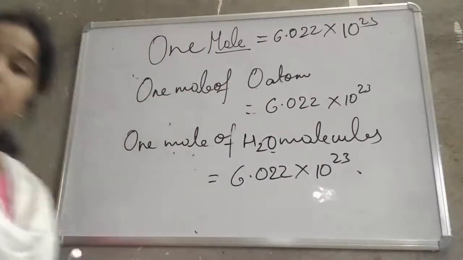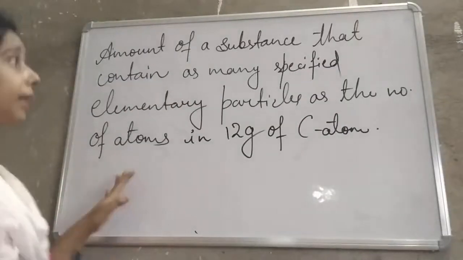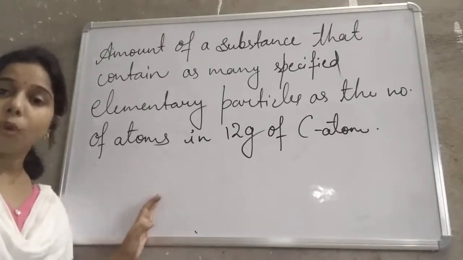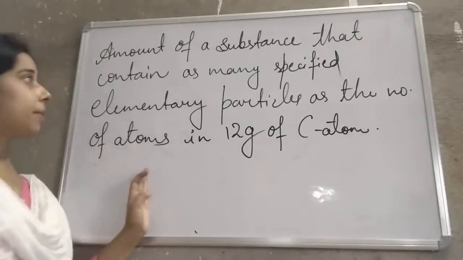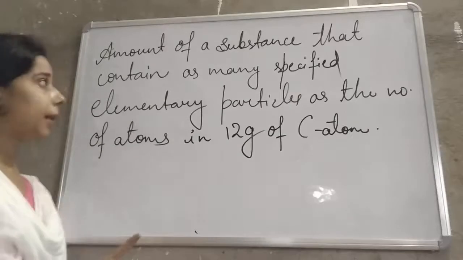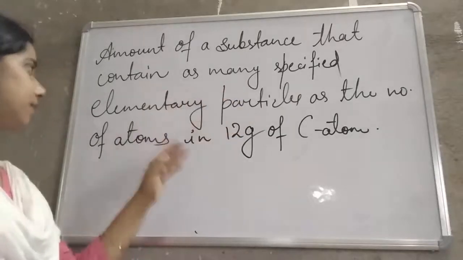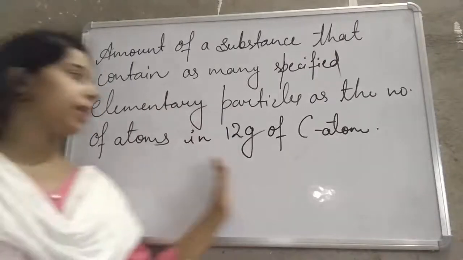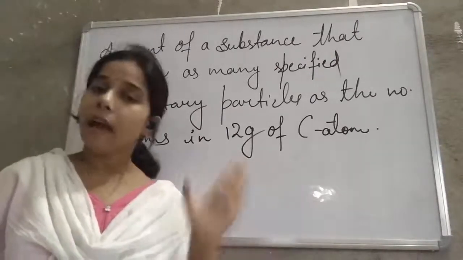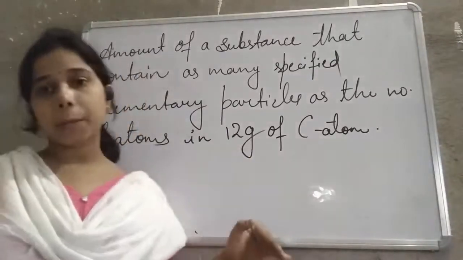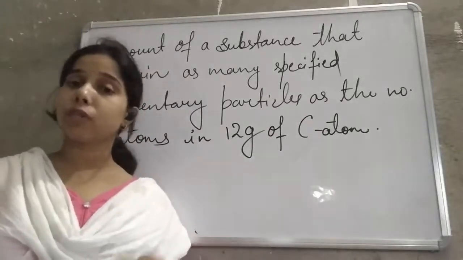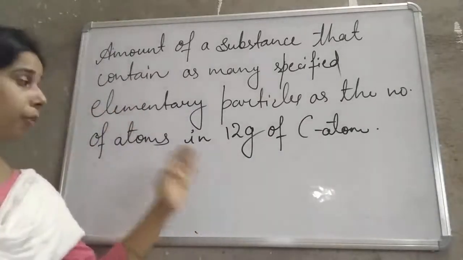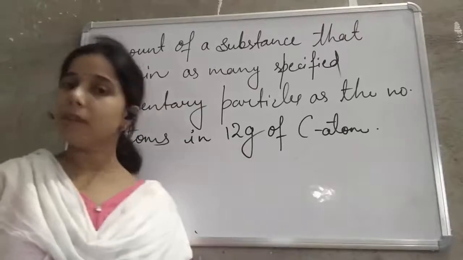Okay, students? So we can define the mole: a mole is the amount of substance that contains as many specified elementary particles as the number of atoms in 12 gram, or 0.012 kilogram, of carbon atoms.